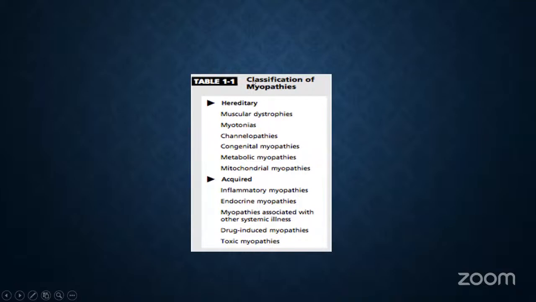Myopathies can be classified as hereditary or acquired. Hereditary myopathies are dystrophies, myotonias, channelopathies, congenital myopathies, metabolic myopathies, and mitochondrial myopathies. Acquired myopathies are inflammatory, endocrine, myopathies associated with systemic illness, drug-induced or toxic myopathies.